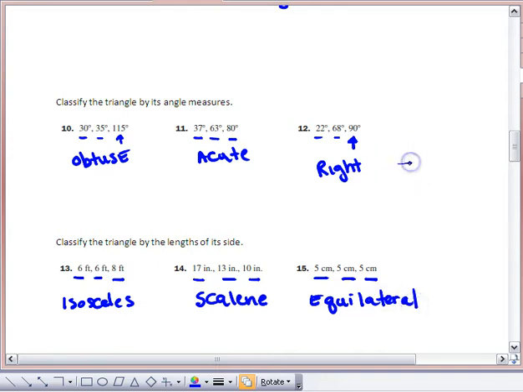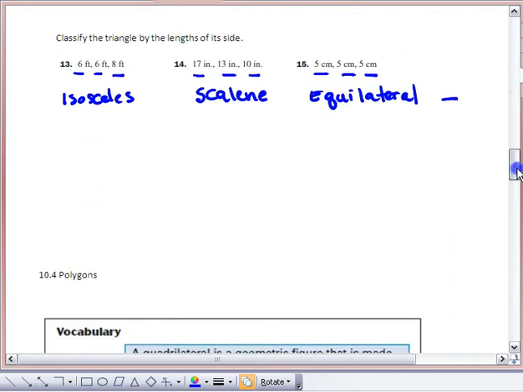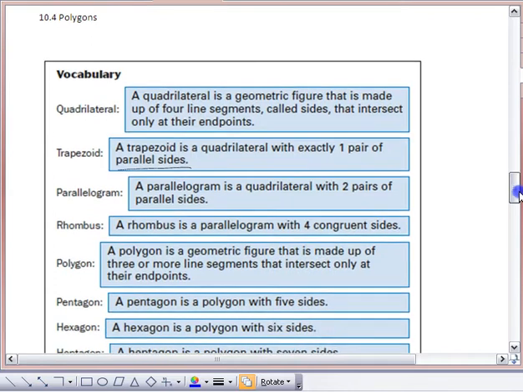So here I classified my triangles by their angles. Here I classified the triangles by the side lengths. Now let's learn about polygons.